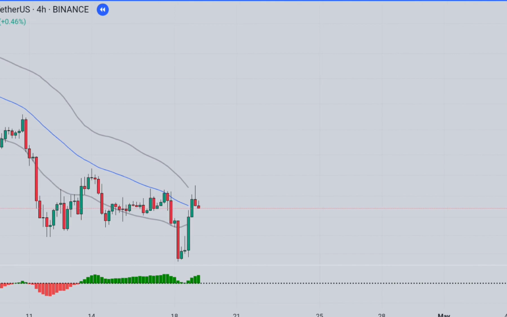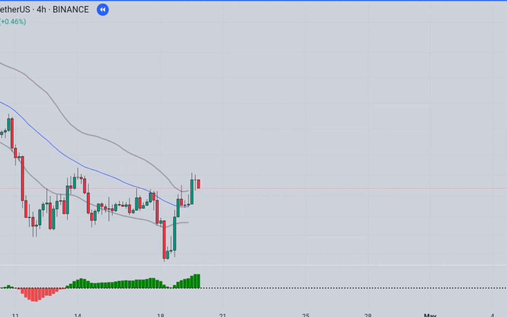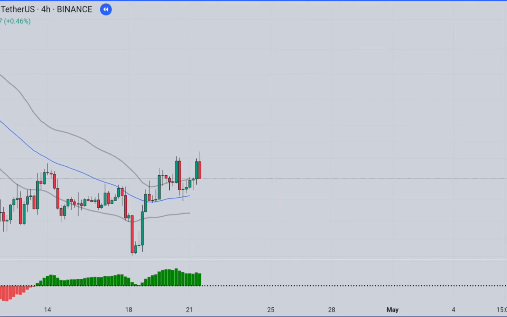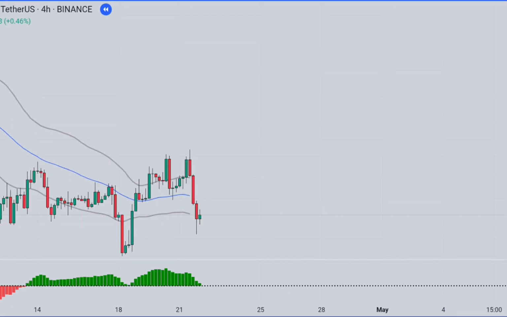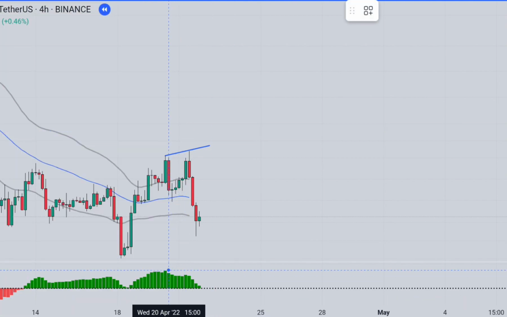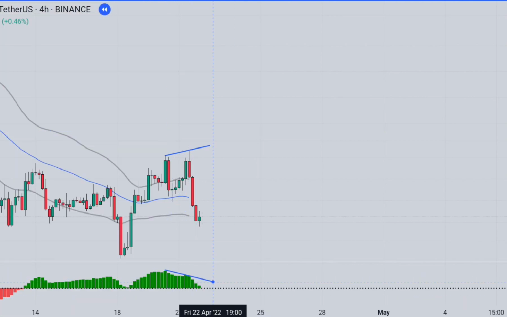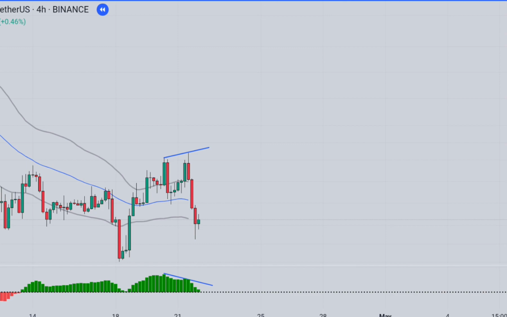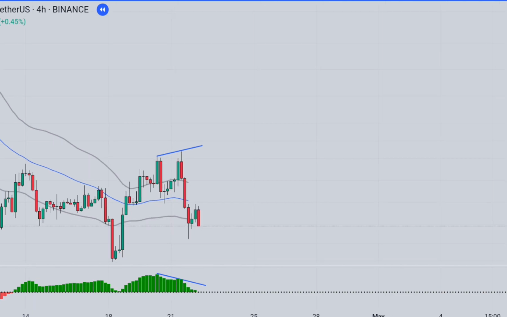Let's begin with our first example. First, we will look for a clear divergence in the MACD indicator. Yes, as you can see, a negative divergence has formed here. This indicates that after a while and a certain amount, the price is likely to reverse downwards.